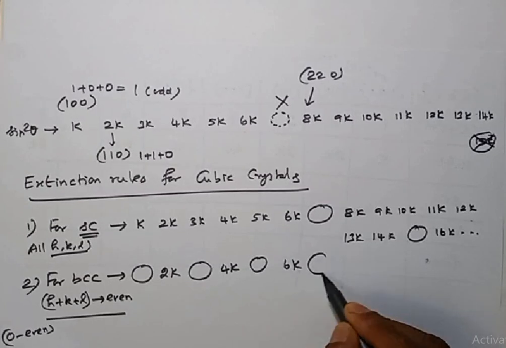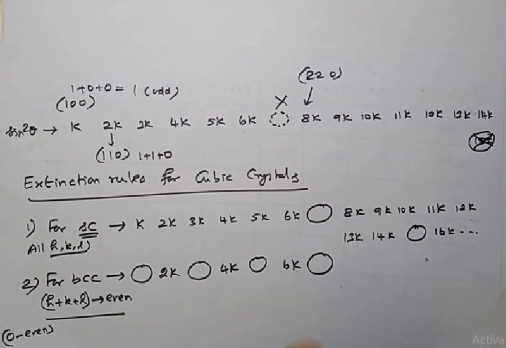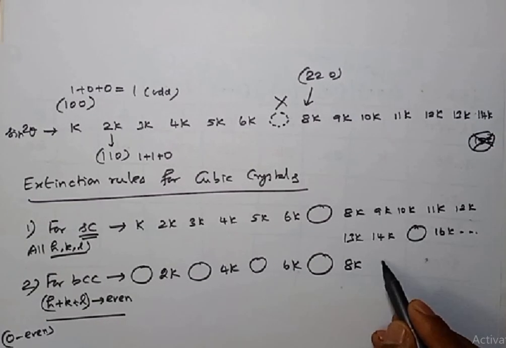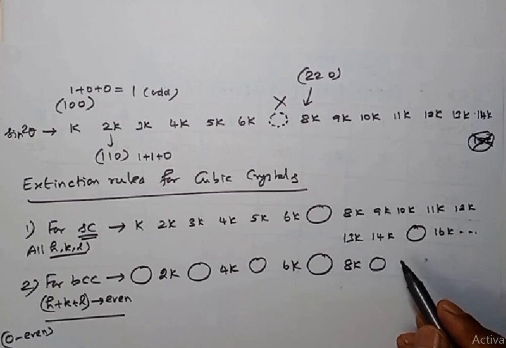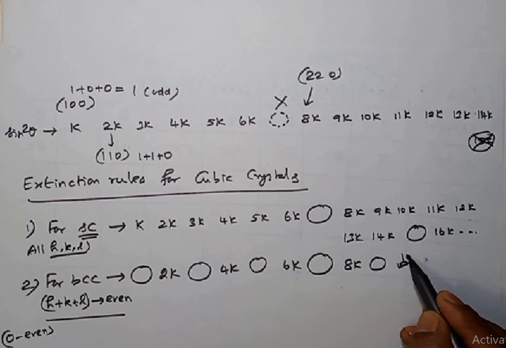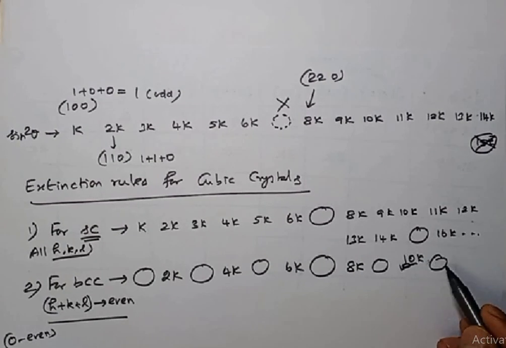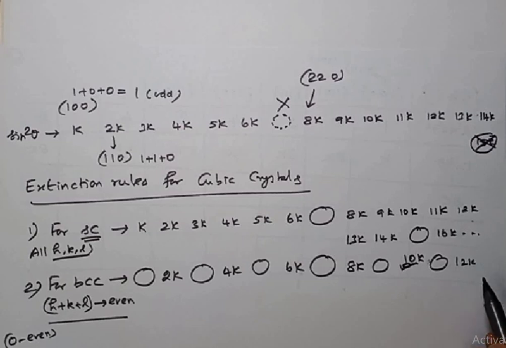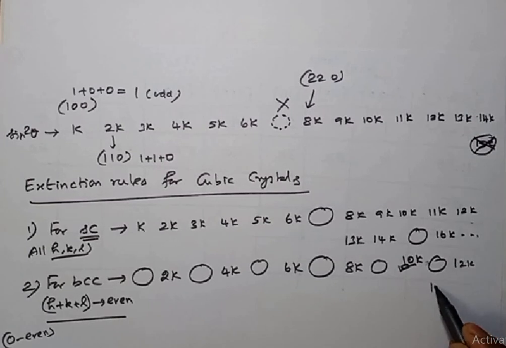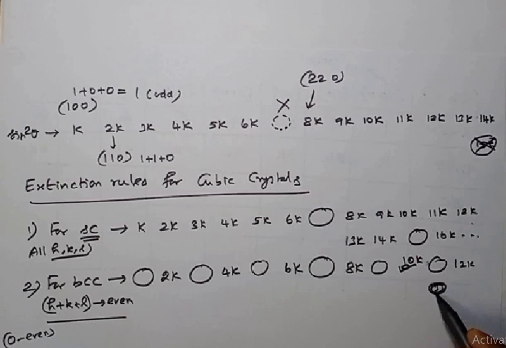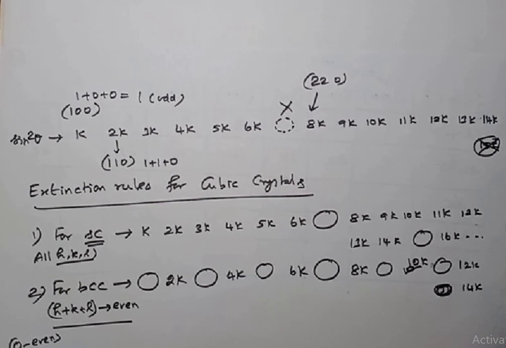Then 7K: no cubic crystal will give a signal for 7K and 15K. Keep that in mind. Then for 8K, we'll get a signal. For 9K, no. For 10K, yes, we'll get a signal. 11K, no signal. 12K will get a signal, right? 13K, no signal. 14K will get a signal. Like that, we get. Okay, take note.